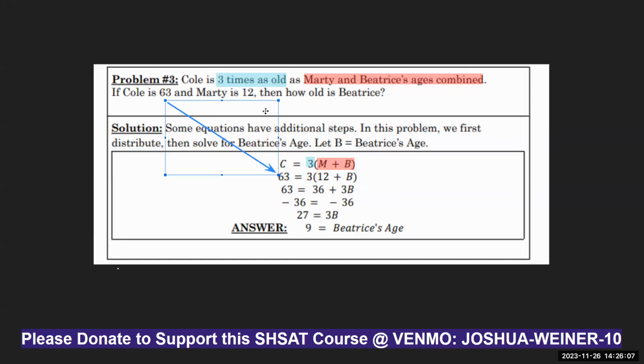Cole was 63. There it is. Marty, M for Marty. Marty was 12. Now the numbers are plugged in properly. 63 equals 3 times 12 plus B. Then we can distribute the 3. 63 equals 36 plus 3B. And subtracting 36 from both sides, 27 equals 3 times Beatrice's age, and Beatrice was simply a 9-year-old young lady, 9-year-old girl.